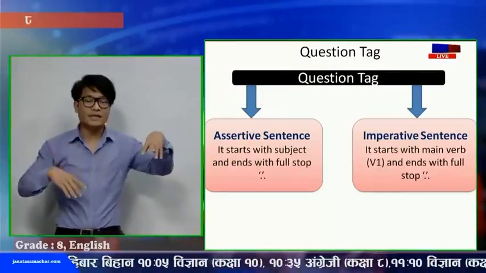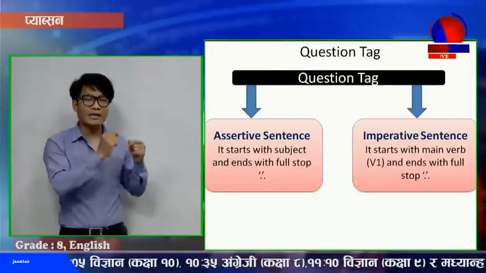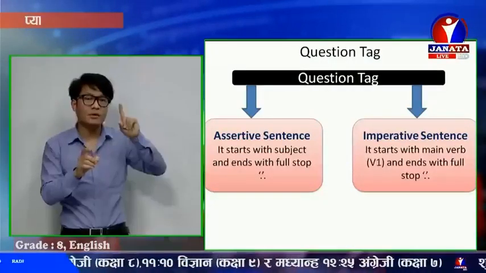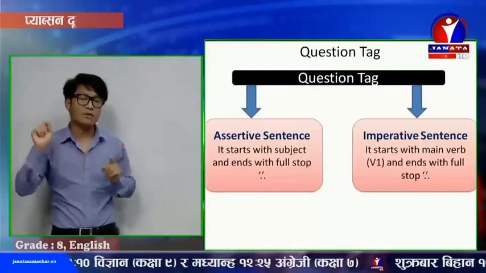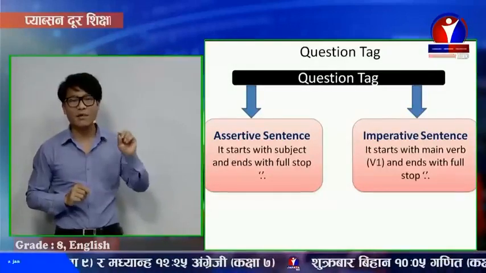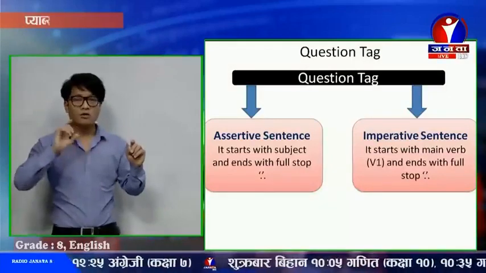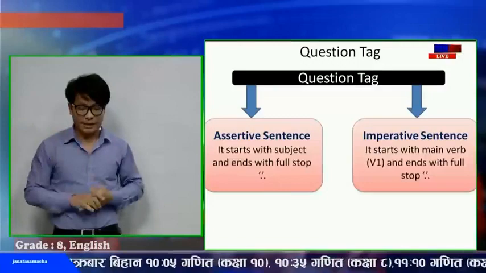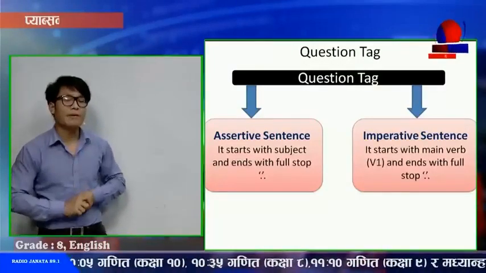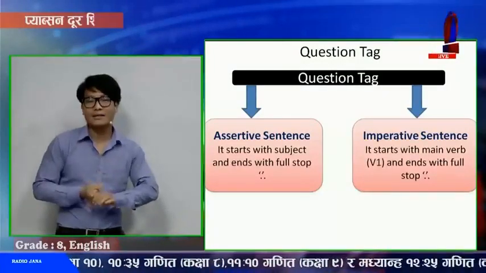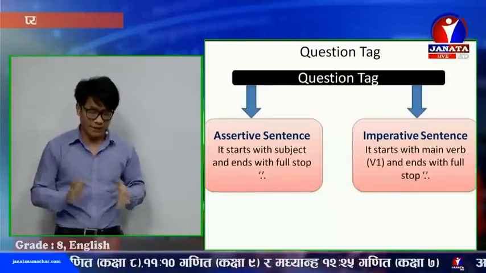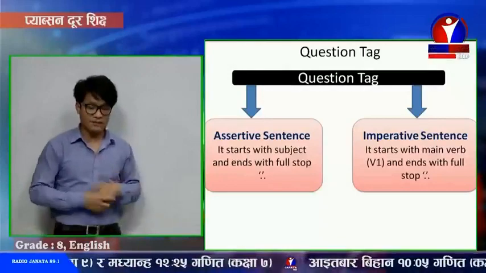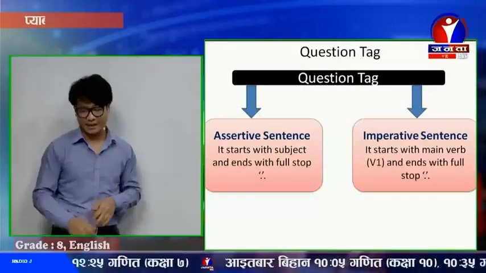Now an assertive sentence: I can go home. You can see this sentence has started with the subject I, then go home, and obviously there should be a full stop. So this is an example of an assertive sentence. Don't go, come here: these are examples of imperative sentences. Basically, an imperative sentence is used to command, order, request. So first we are going to start with the assertive sentence and its question tag.